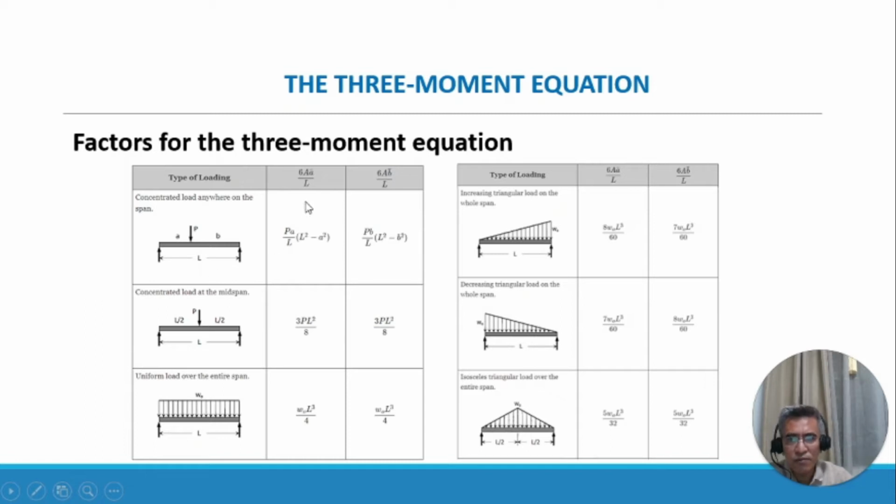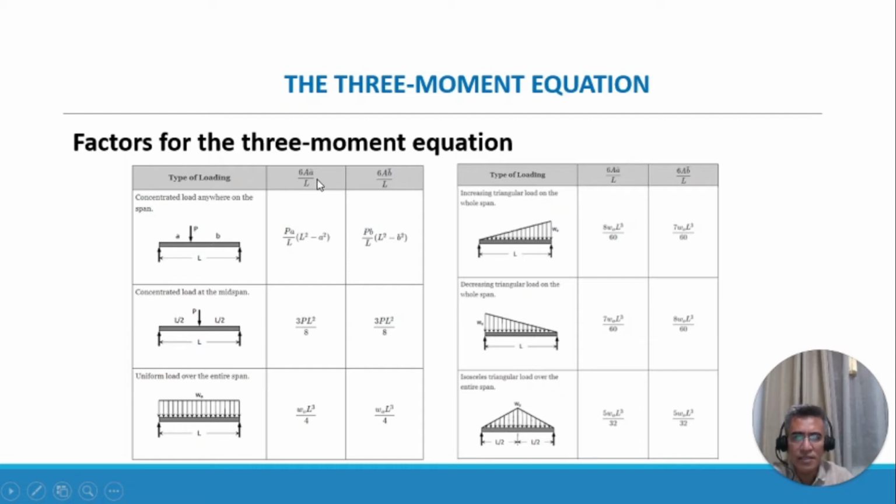And for the factor for 6A times A bar all over L, we have PA all over L times L squared minus A squared. And to the right, we have PB all over L times L squared minus B squared. And for concentrated load at the midspan, which means half of the length or the span from the left and half of the span from the right.